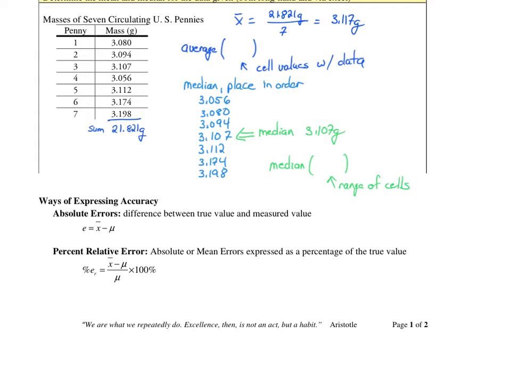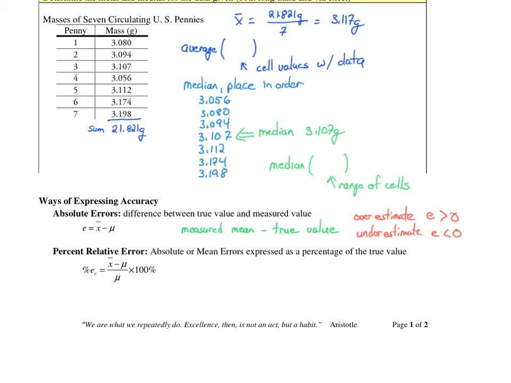We can express accuracy many different ways. The most common is absolute error or percent relative error. The absolute error is the measured mean minus the true value. And note, this has a sign associated with it, so that if you're underestimating the true value, the deviation is going to be negative. If you overestimate the true value, the deviation is going to be positive.